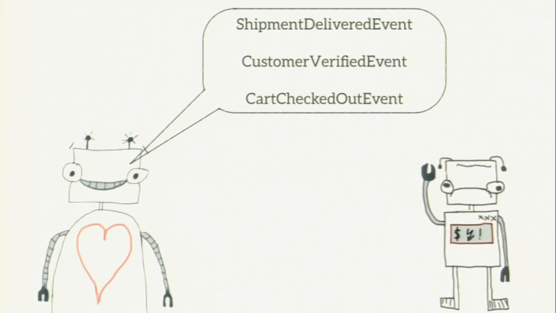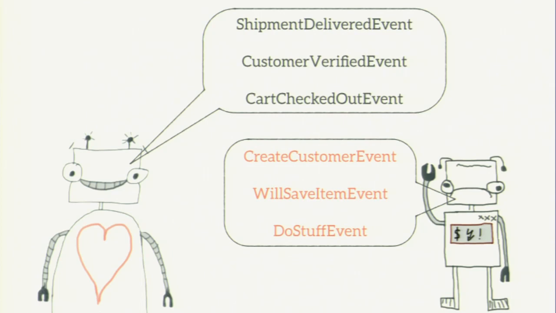Bad names for events would be, for instance, create customer event. Create customer is a command-style syntax. And the command usually processes the data and then issues the event. So after, I would say, the business logic has been processed, the customer has been created. Another bad example is will save item event. Why will you save the item? Haven't you saved the item? Is there something that's still happening until some item has been saved?